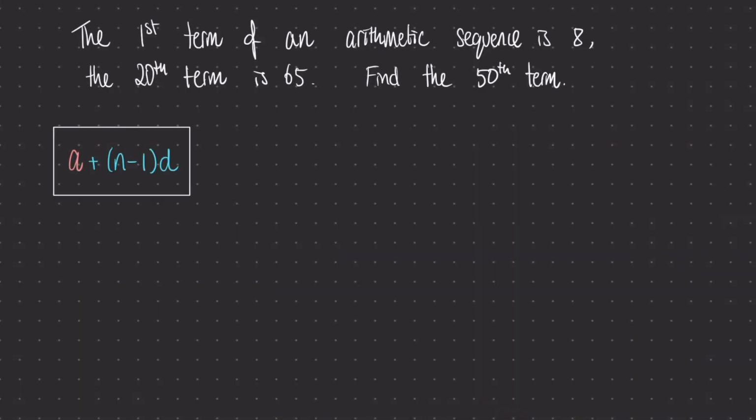Let's take a look at this longer, slightly wordier example. The first term of an arithmetic sequence is 8. So from this first sentence, we can gather that when n equals 1, the value of the term is 8. The 20th term is 65. So when n equals 20, then we know that the value of the term must be 65. And we're asked to find the 50th term.